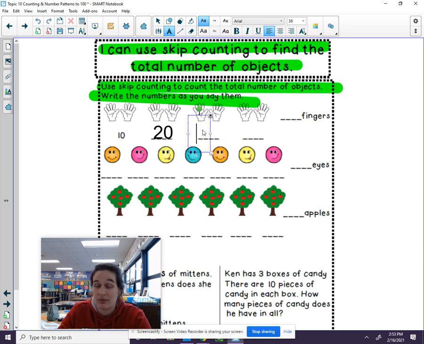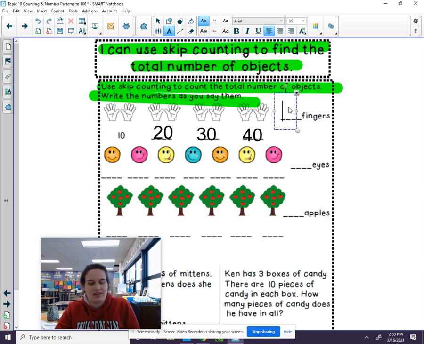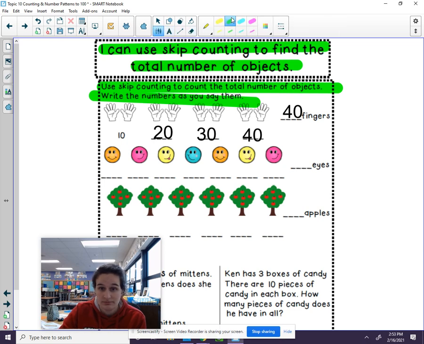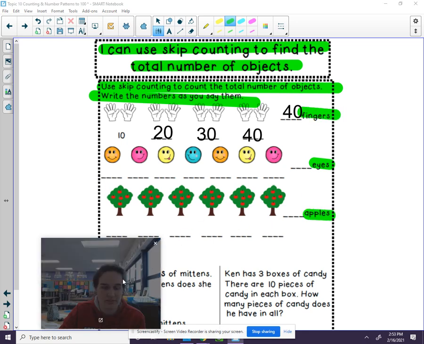20. Then what should I write? 30. 40. So how many fingers were there altogether? 40 fingers. Then you're going to count the eyes, because it says eyes here. So this was fingers, this one's eyes, this one's apples. So you count all of the apples in the trees.